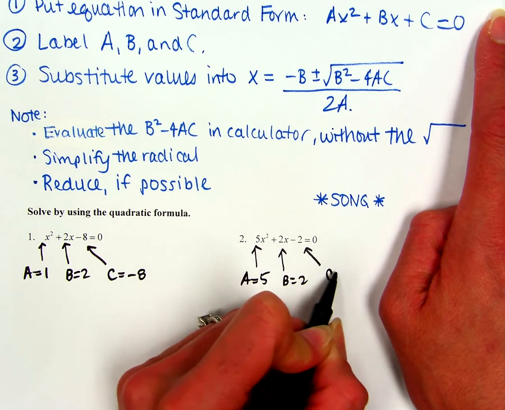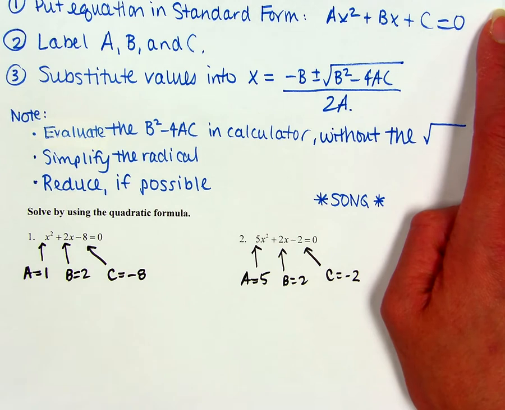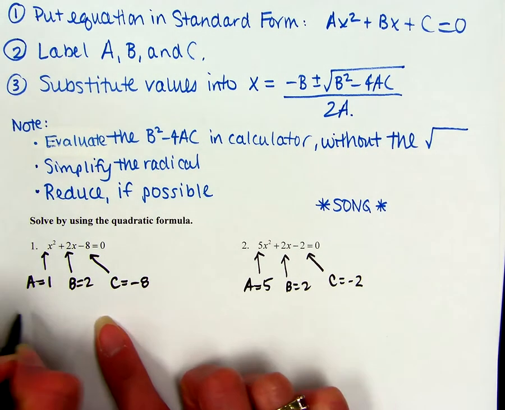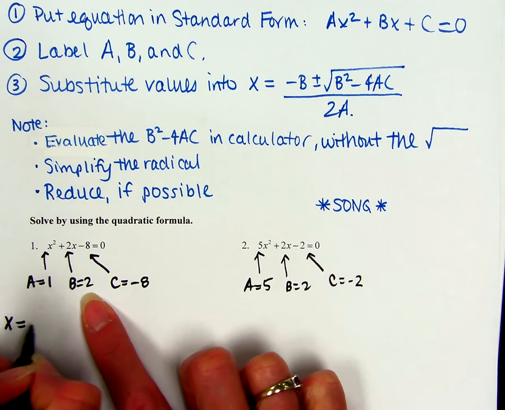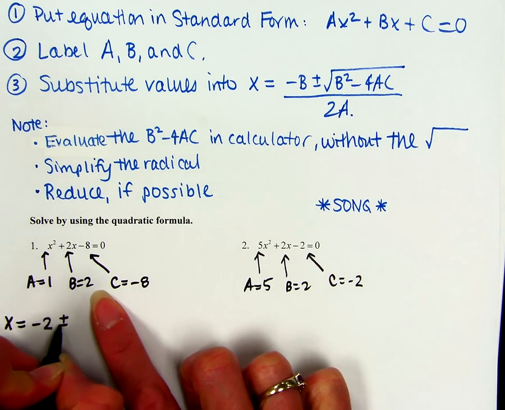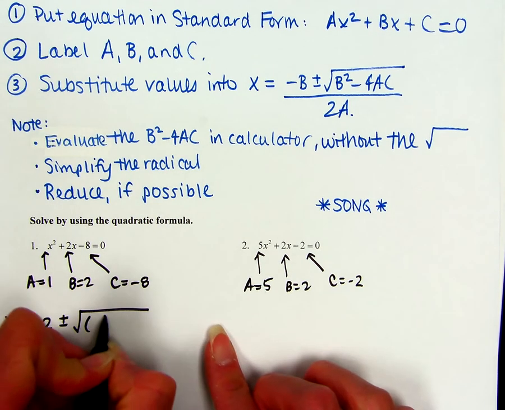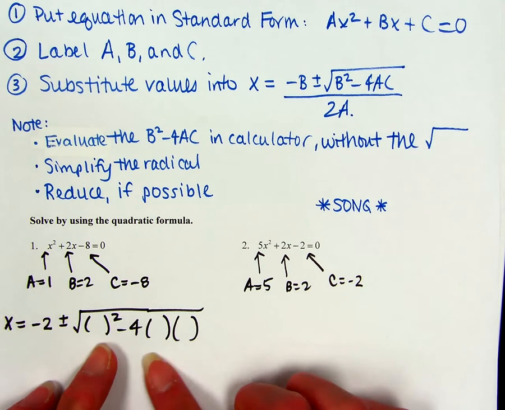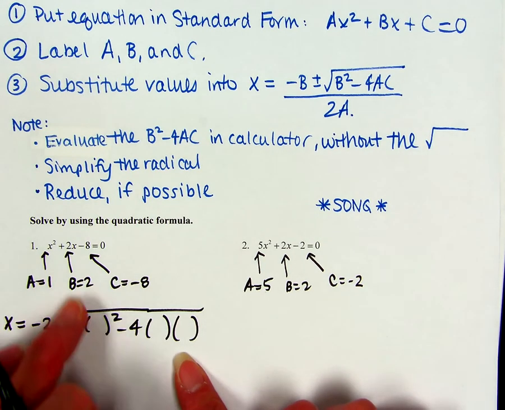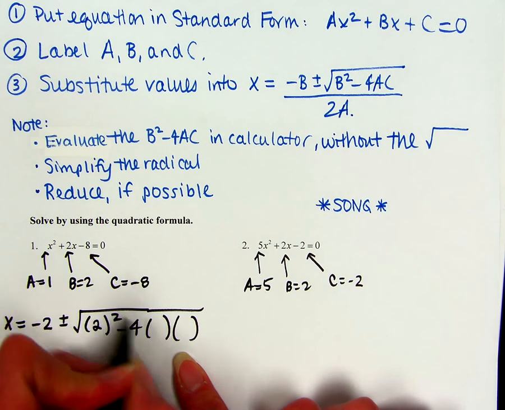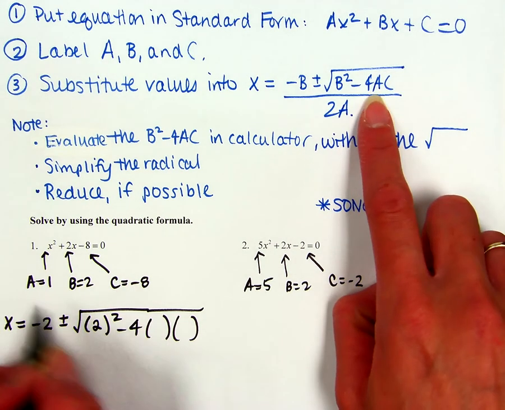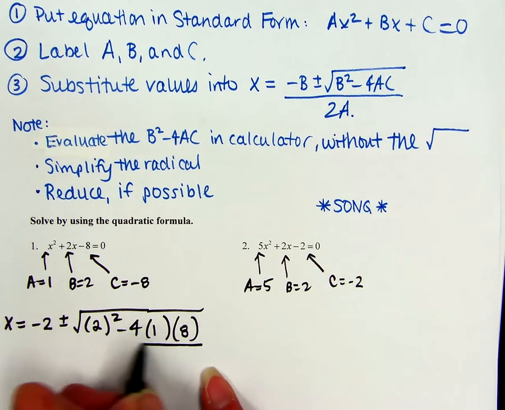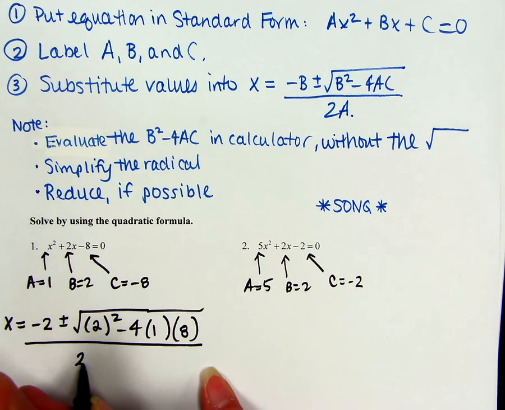Now we're going to substitute into our quadratic formula. Let's do problem number 1. It's x equals, now negative b means make it negative 2, plus or minus, and I'm going to set up some blank parentheses. Just like any time we substitute, put that value in parentheses. So b squared is 2 squared, minus 4, because that's part of the formula. Then a is 1 and c is 8. We'll simplify it later. And then we have 2 times a, which is 1.